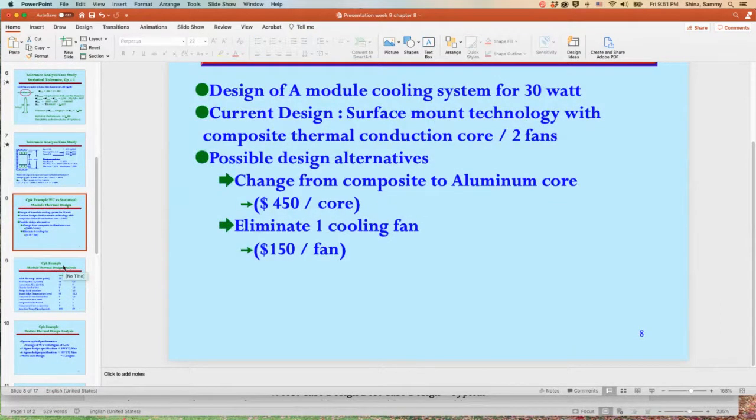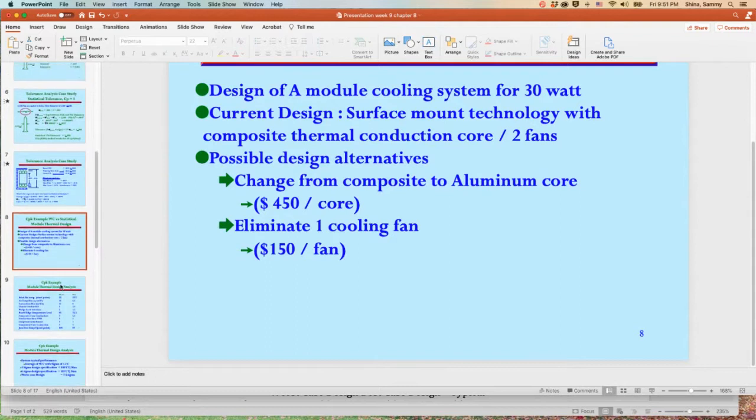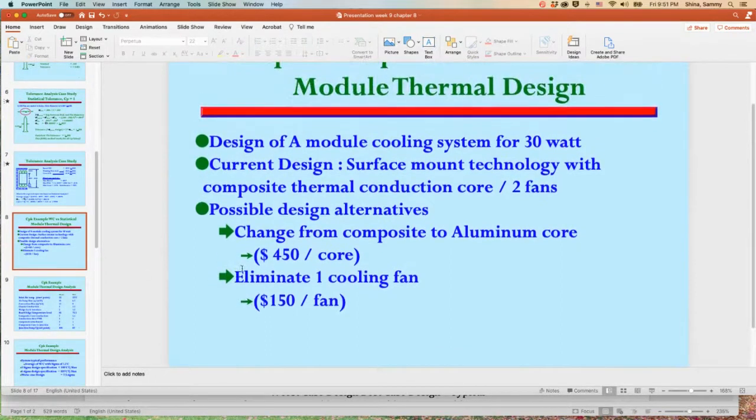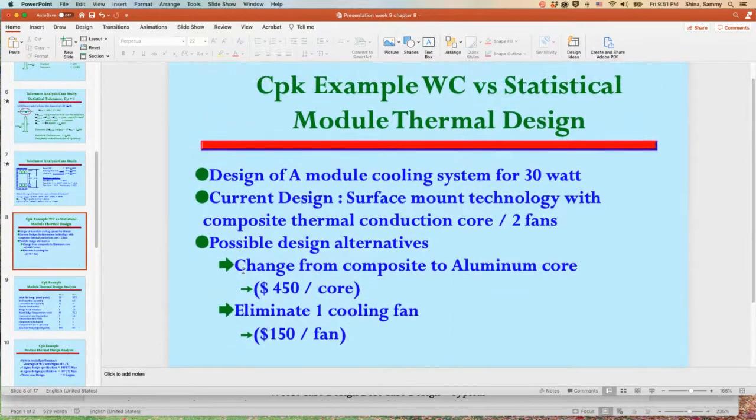This is a problem that I worked with at British Aerospace, BAE Systems, in Nashua, New Hampshire. Again, I gave them this course, and they wanted to compose some problems to train the mechanical engineers. Essentially, they were designing a cooling system for 30 watts.